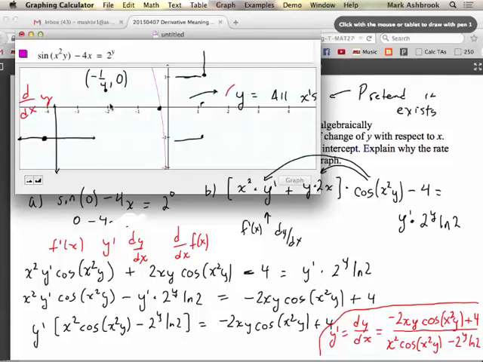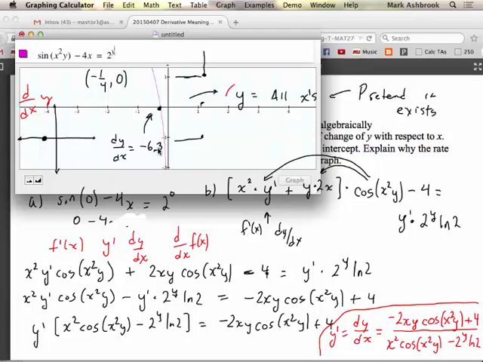So if you took negative 1/4 and 0, plugged it in here, it would crank out a number, and he's saying that number is about negative 6.3. And then the question asks, why does that number make sense? What does that number mean? Okay, yes, negative 6.3 is the rate of change of y with respect to x.